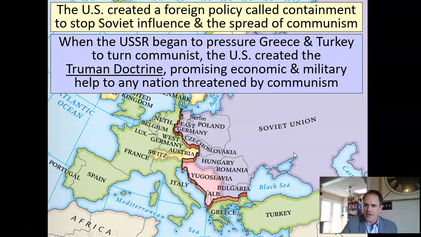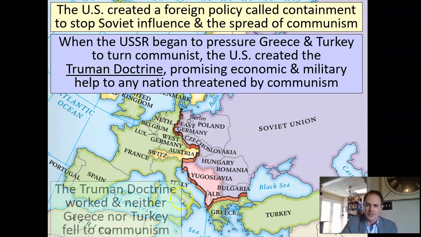So how do you do that? Well, when the USSR began to pressure Greece, right here in Southern Europe, and Turkey to turn communist, the U.S. adopts the Truman Doctrine, named after the president at the time, promising economic and military help to any nation threatened by communism. So it's not just words that will stop the spread, but also actions. And it worked, right? Greece and Turkey did not become communist.